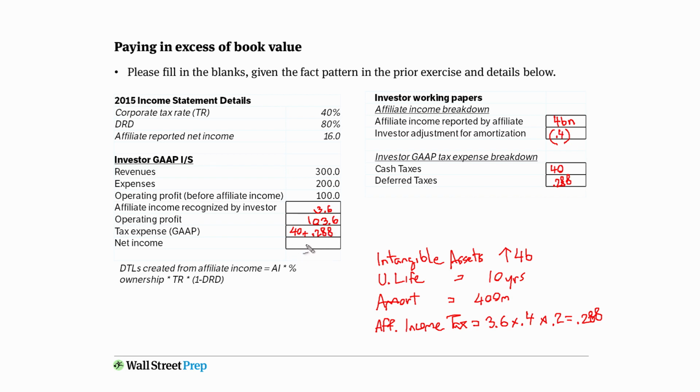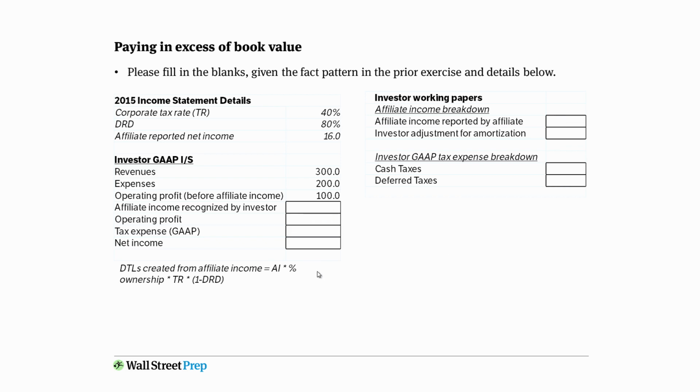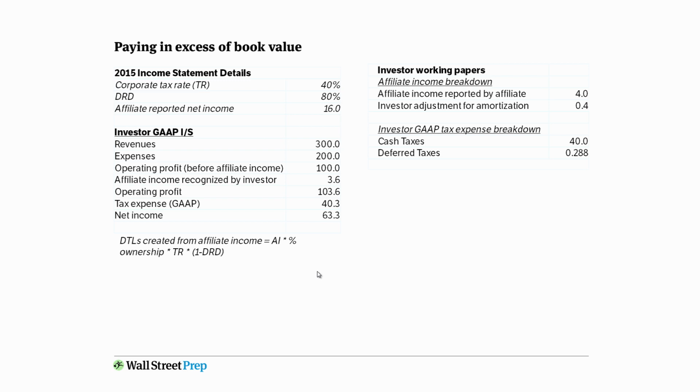And the net result is this net income. I'm going to go to the next screen where we've done the calculation. And we get to net income of 63.3. So that's how we complete the income statement.